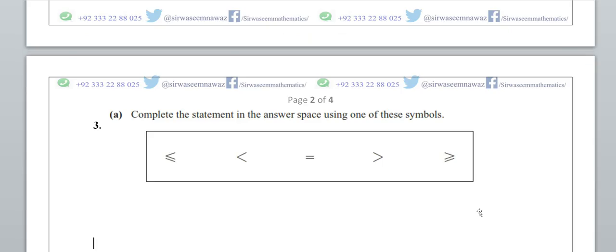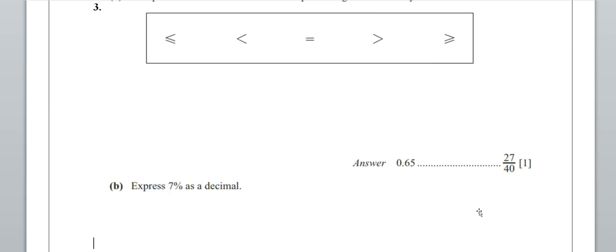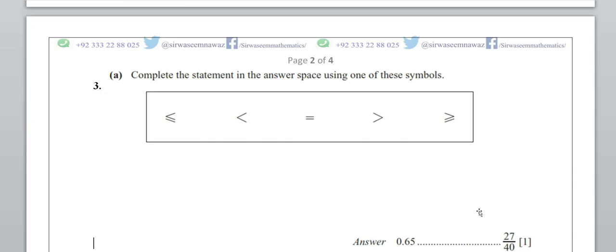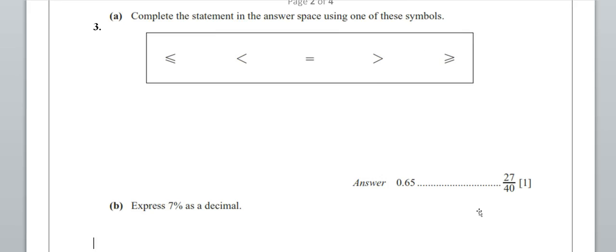Okay, come to question number 3. In question number 3 we have this question: complete the answer space using one of these symbols. We have less than or equal to, less than, equal to, greater than, greater than or equal to. So what will we do here, that 0.65 we have, and the second number is 27 upon 40. The first part is in decimal and the second portion is in fraction.